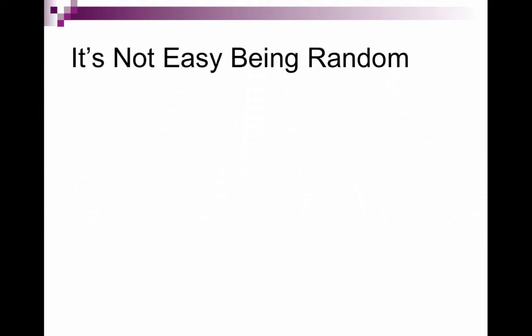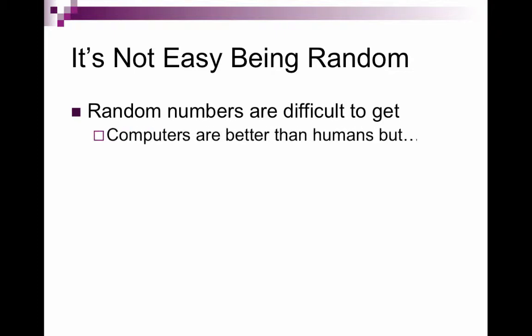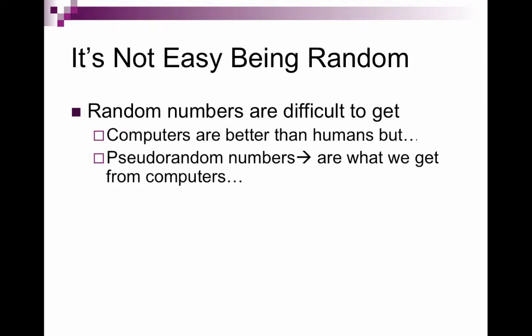That goes to show that it's not actually easy to be random. Random numbers are difficult to get. Our brains do not work randomly, even if you are trying to pick random numbers. You will either start picking numbers in a pattern, or you will end up using your favorite number more often than other numbers. Computers are better than humans, but computers give us pseudo-random numbers.